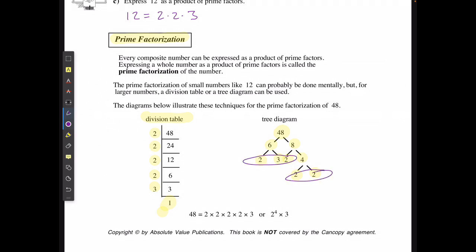And I'm going to state that it's going to be, if it's a division table, all of the prime numbers down the side multiplied by each other, or if it's a tree diagram, all of the numbers at the end of the branches that are prime numbers. So I can see either way I look at it, I have 4 2's and a 3, so I can write it as the expanded version like this, or I can group together all of the same prime numbers, so if there's 4 2's, it's the same as 2 to the power 4, and get the exponent version.